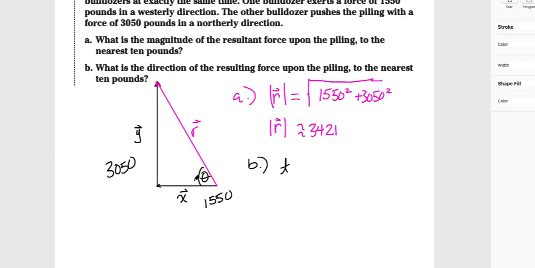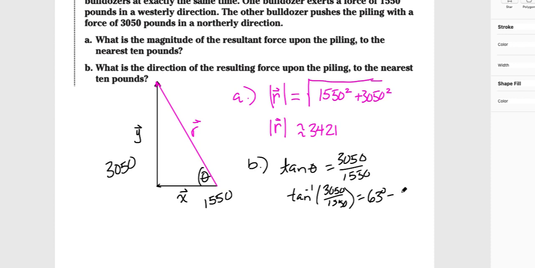We need to figure out what this angle is, so we're going to use what we have to get what we want. In reference to this angle, we have the adjacent and the opposite, which implies we should use tangent. Tangent of theta equals opposite over adjacent, 3050 over 1550. Then we take the inverse tan, or arctan, on the calculator, and we get that this angle is about 63 degrees right here. So that's theta, and that's fine.